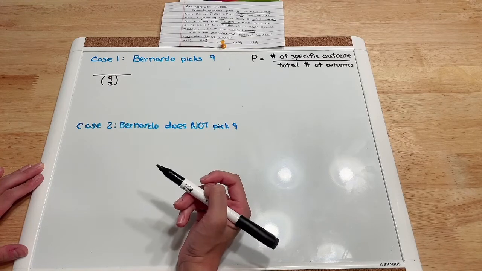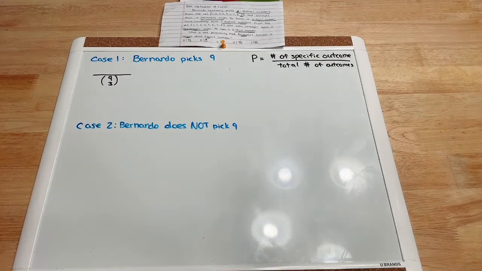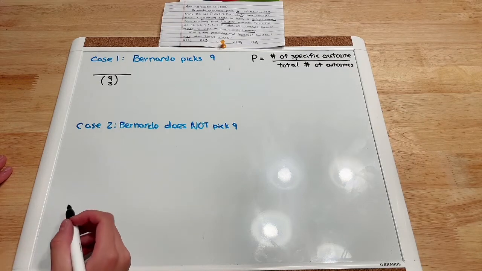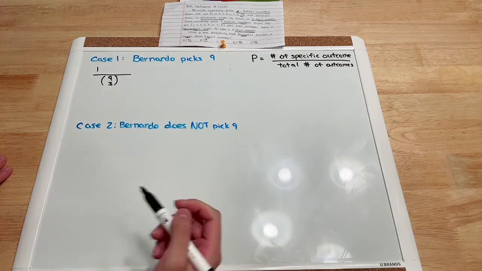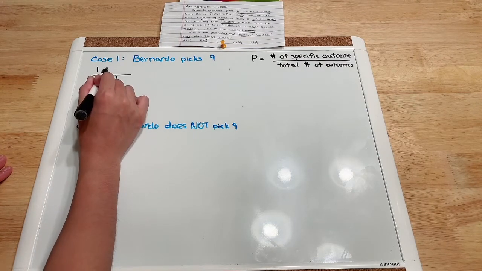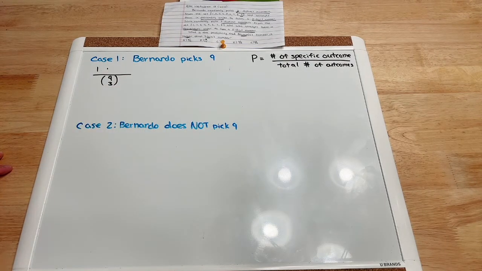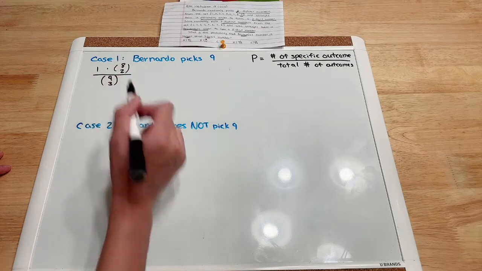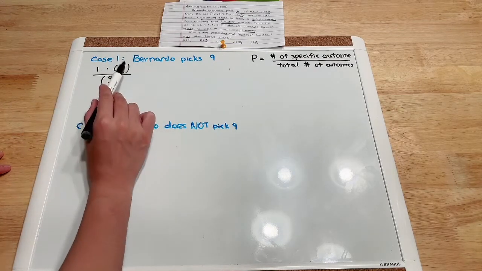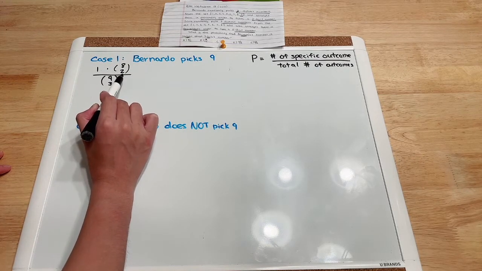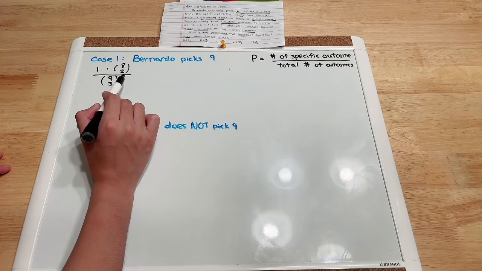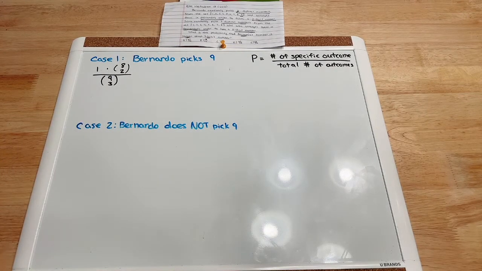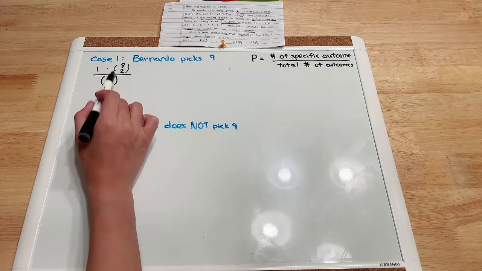So what's the numerator? The numerator would be when he chooses 9. So we know that one of the 3 numbers that he chooses has to be 9. So 1 is the 9, and then times how many total number of outcomes are there when he picks 2 numbers of the remaining 8? Well, that would be 8 choose 2. Because you already chose 1, which is the 9. So there are 8 numbers left, and then you choose 2 of them to get your number of specific outcomes.